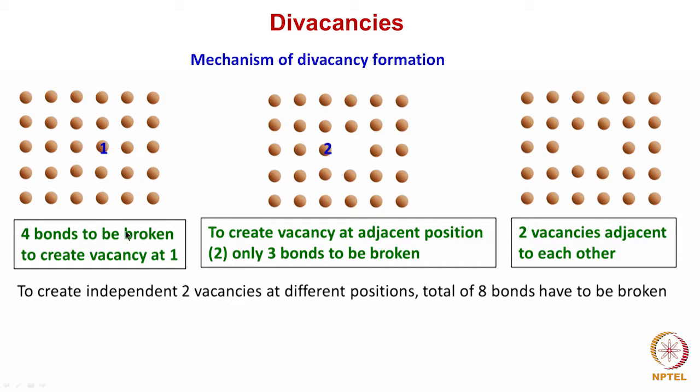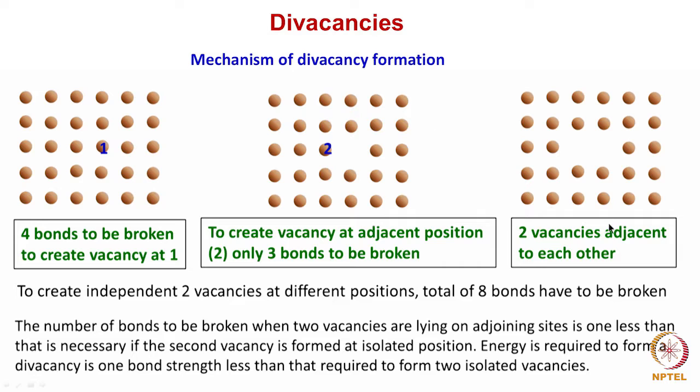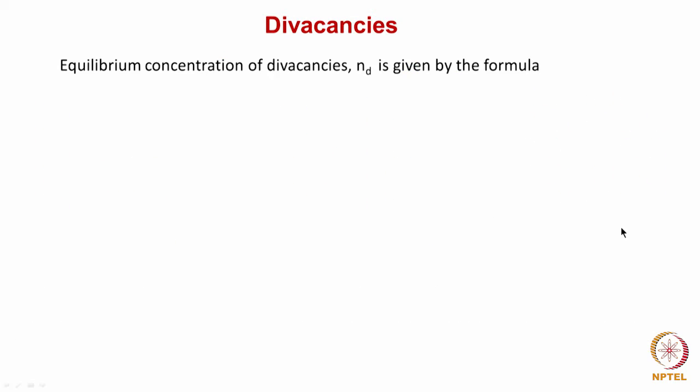So if independent vacancies, we are creating 2 vacancies, 8 bonds to be broken. If it is adjacent sites, in a 2-dimensional lattice, it's essentially 7 bonds to be broken to create a divacancy. Using this information, one can calculate the concentration of vacancies which are going to be there. So what will be the formation energy of the divacancy?